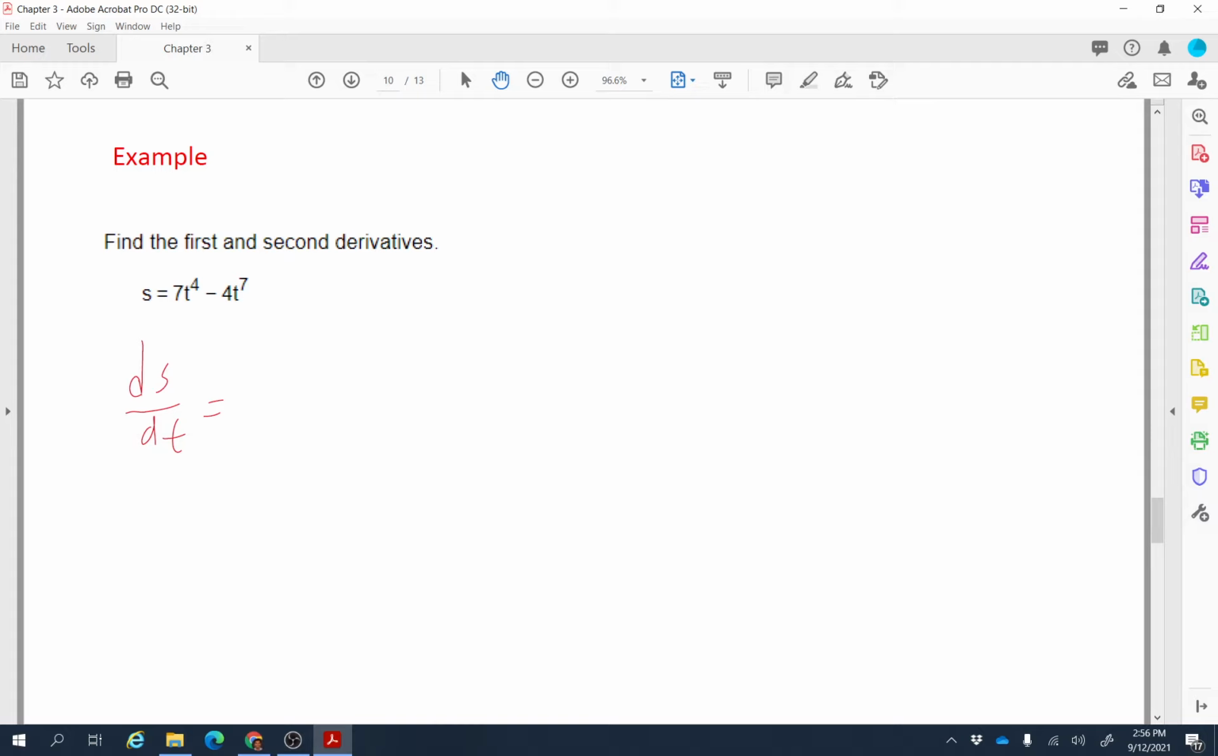Now, we can use more than one rule together here. So when we try to find the derivative of this kind of thing, there is a sum rule, so we can separate this as the derivative of the first function minus the derivative of the second function. This is possible because of the sum rule or difference rule.